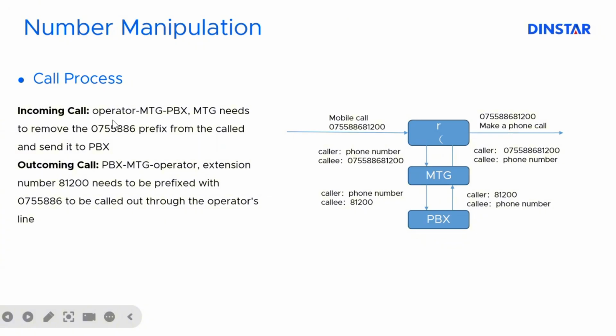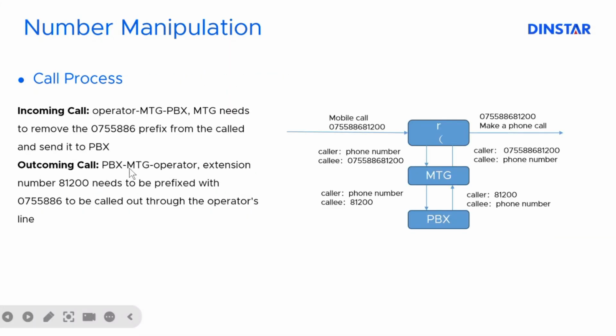For inbound calls, carrier numbers usually include an area code like 0755. However, in many cases, the enterprise doesn't need it, right? So we can use inbound number manipulation to remove the area code for easier internal use.